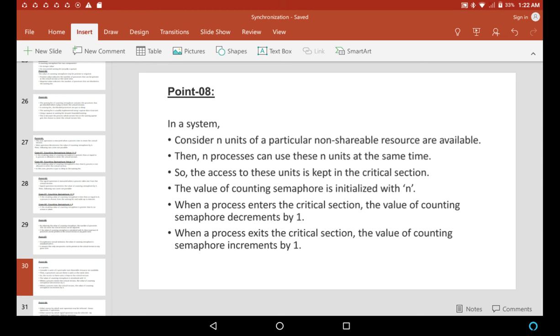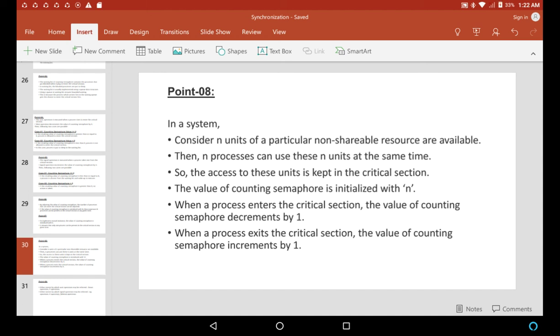Now in any system, there are n units of a particular non-shareable resource available. N processes can use these n units at the same time. So access to these units is kept in the critical section. We know the shared resources are kept in the critical section. Value of counting semaphore can be initialized with n. When a process enters the critical section, it decrements by 1. When it enters the exit section, the semaphore increments by 1.